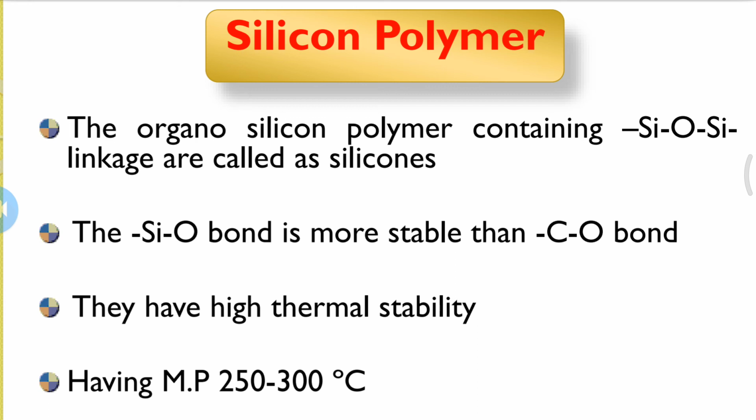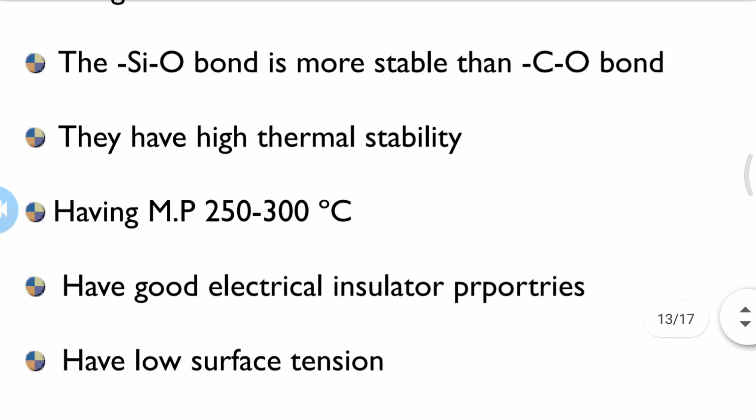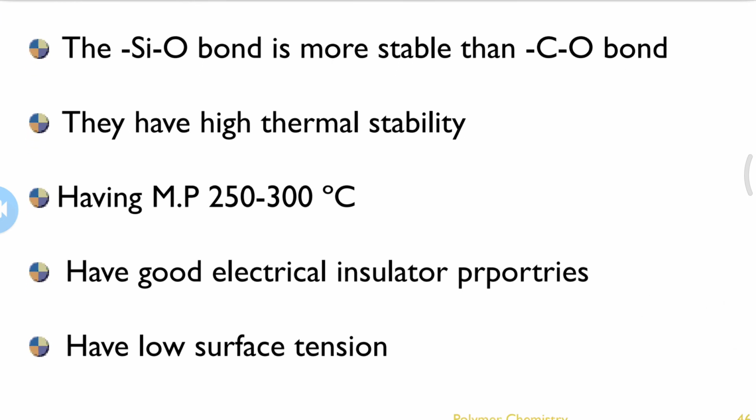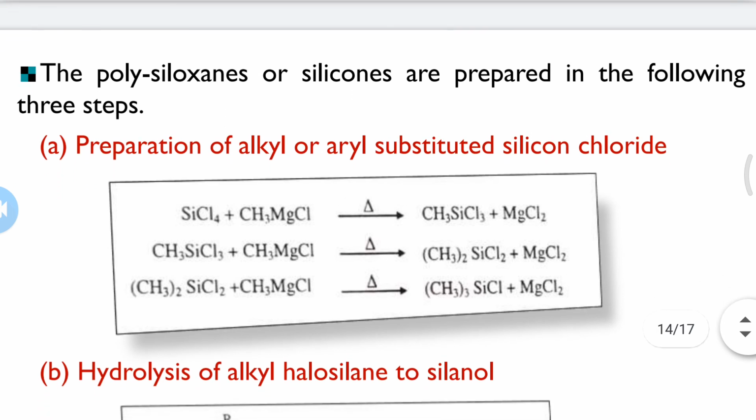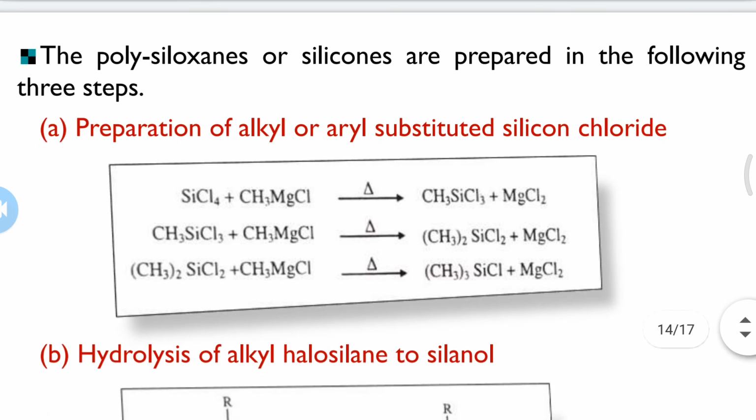Its stability is near about 250 to 300 degrees centigrade, near about Teflon polymer. Silicon polymers have good electrical insulator properties and are used as insulators. They have low surface tension. Next, preparation of silicon polymer.